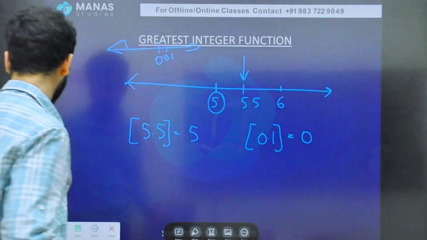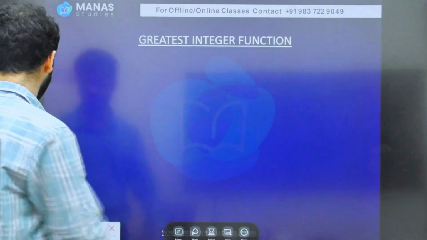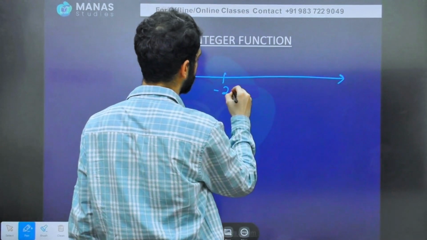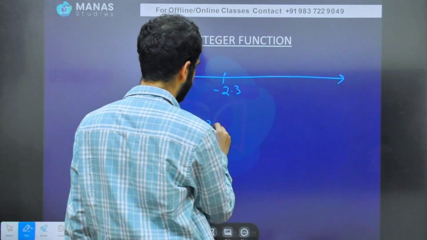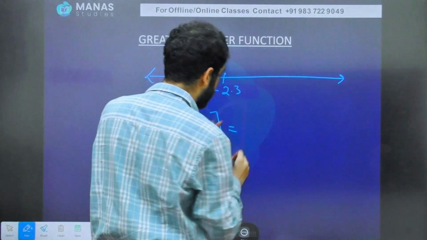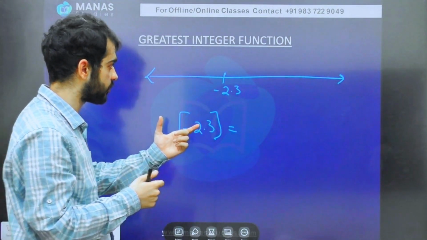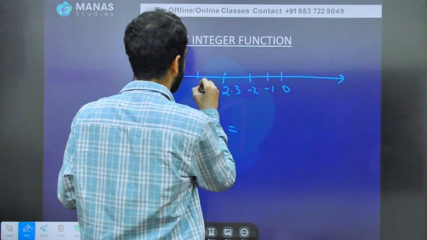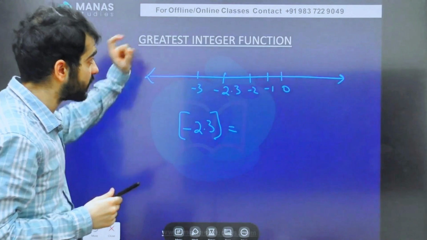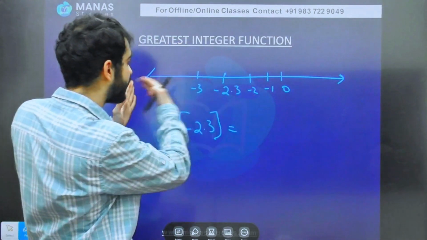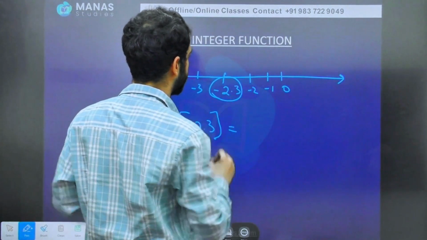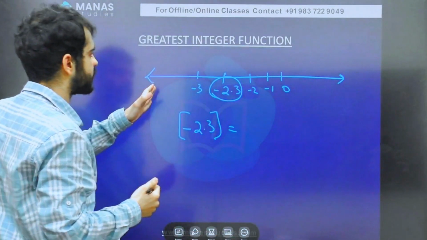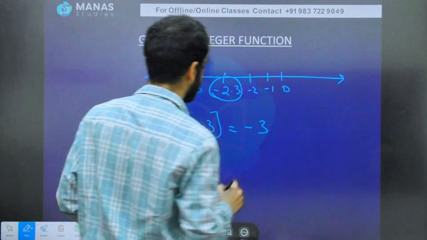Now comes the interesting part, that is with negative numbers. If on the number line I have a number minus 2.3, now I have to calculate the greatest integer function of this one. Let's draw the number line: 0, minus 1, minus 2, minus 3, as we discussed earlier. Now the greatest integer is the integer which is on the left hand side of this number. We have to calculate the GIF, greatest integer function of minus 2.3. So what is the integer which is on the left hand side of this? It is minus 3, not minus 2.